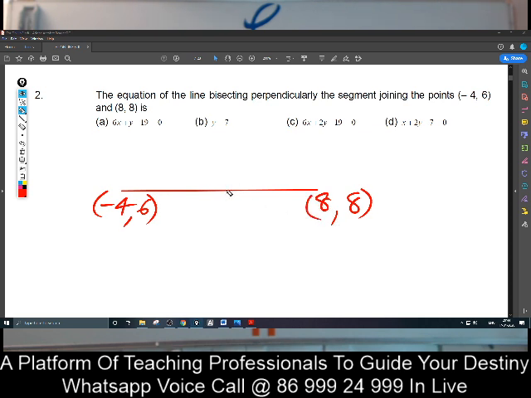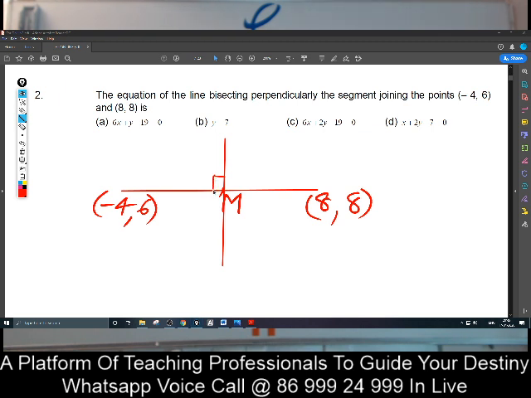Now we need the perpendicular bisector. The perpendicular bisector of a line is that line which passes through the midpoint of the line segment and divides it into 2 equal parts, and it is perpendicular to the line segment. So this is always perpendicular. Why have I taken this? Because the case of circumcenter comes here.